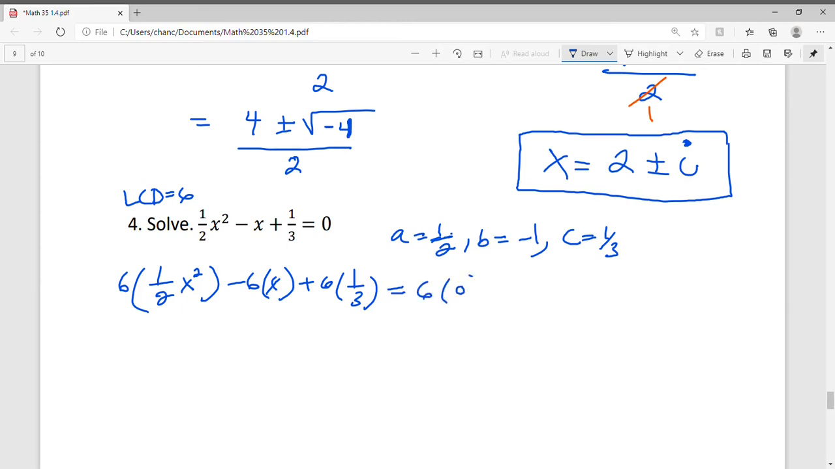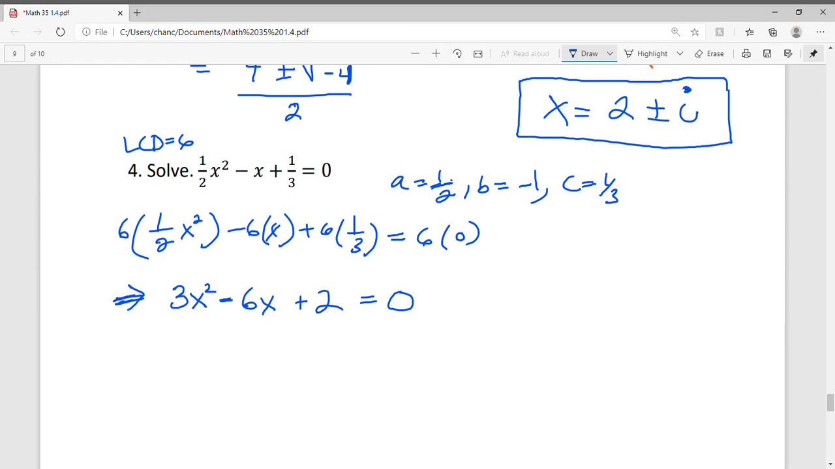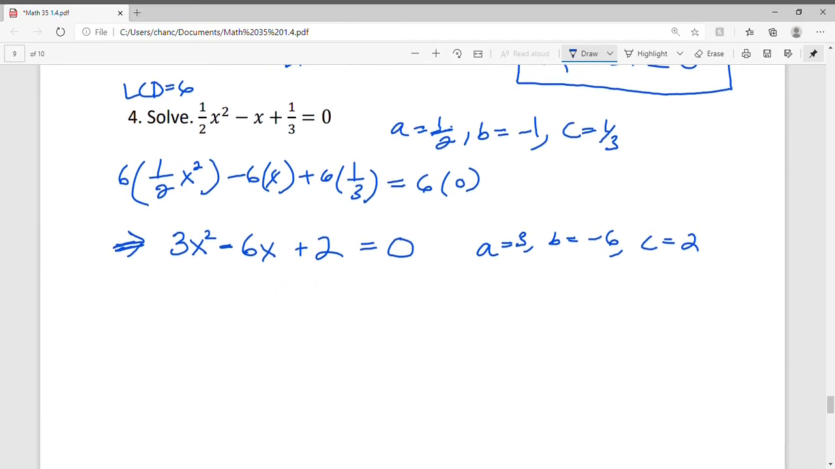So let's do 6 times every single one of the terms. This gives me 6 times 1/2 x squared, which is 3x squared, minus 6x plus 2 equals 0. Now I could use the quadratic formula. a equals 3, b equals -6, and c equals 2. It's a lot easier to do now since I don't have any fractions. So let's use the formula.